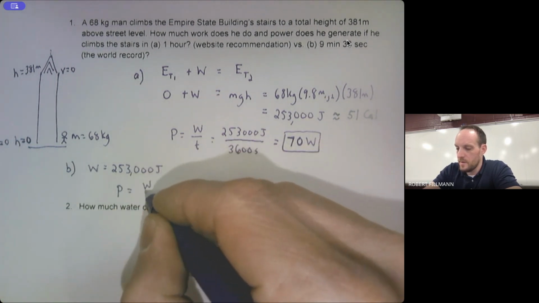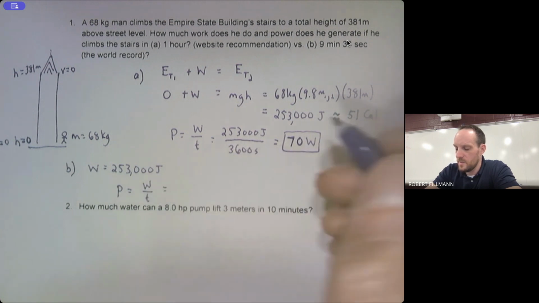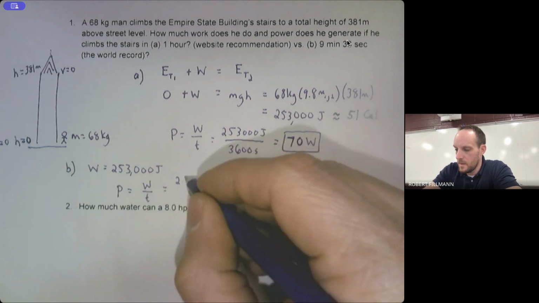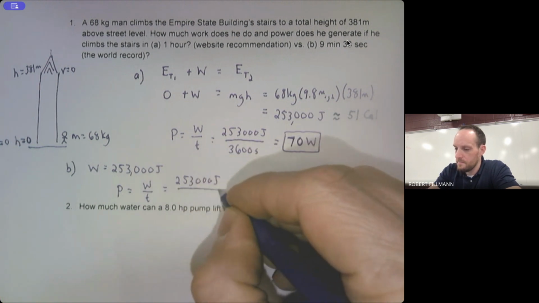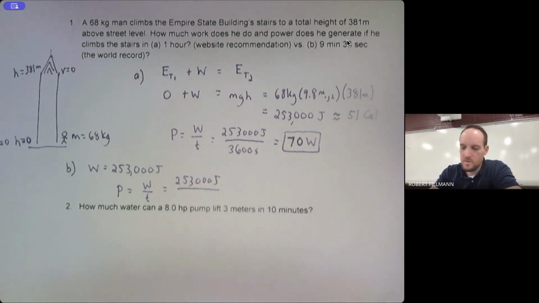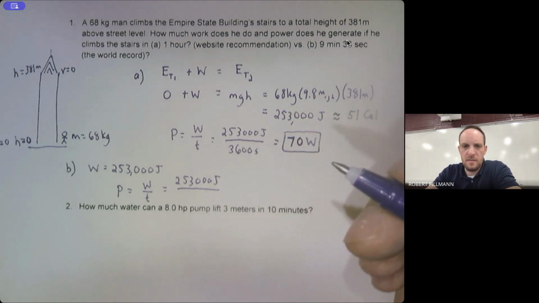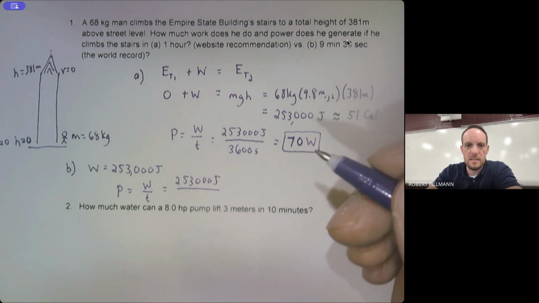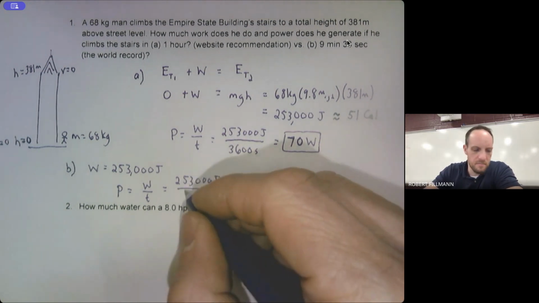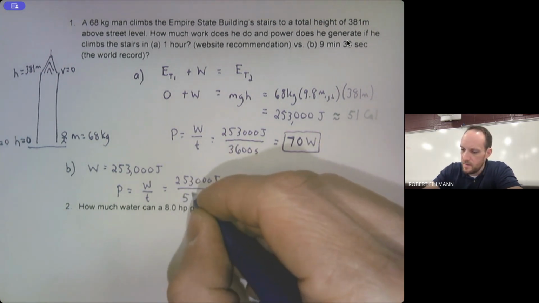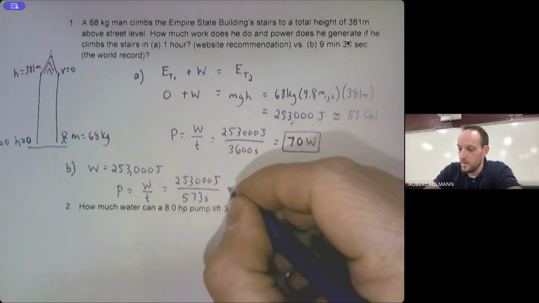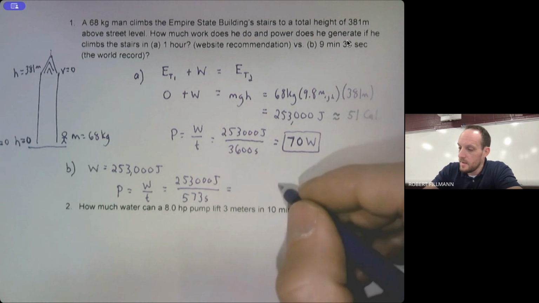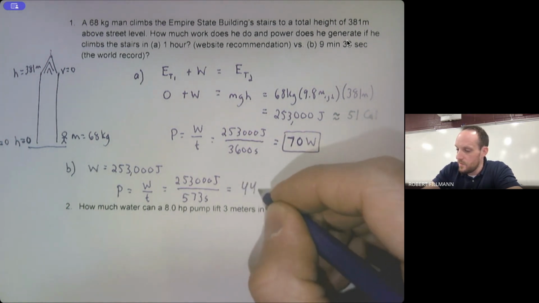Power is work divided by time. We're going to try to do this in a much shorter time. 253,000 joules of work and 9.5 minutes. So 9 minutes and 33 seconds to be precise. So 9 minutes, I've got to multiply that by 60 to get seconds. Then I have to add the 33 to it. It ends up being a total of 573 seconds. It's the world record, which is a really quick time to get up to the top of that building. And it comes out to be 441 watts.